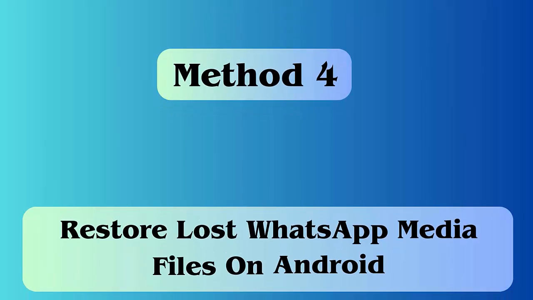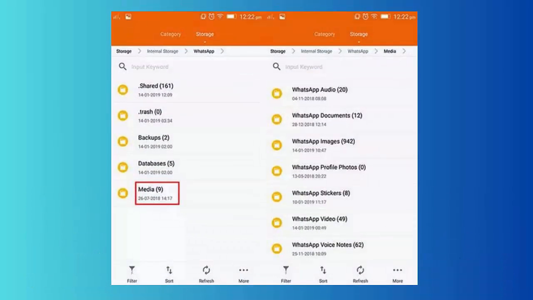Method 4. Restore lost WhatsApp media files on Android. First, go to File Manager on your phone. Now, go to Internal Memory, WhatsApp, Media and then WhatsApp Images. You will see all pictures or videos received or sent in the app. Check for your lost ones.